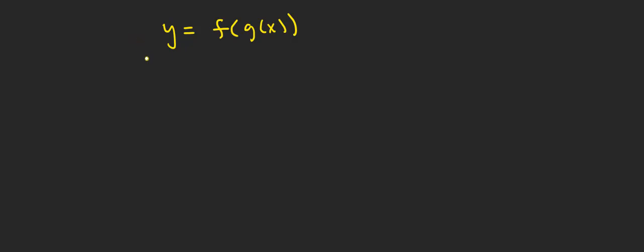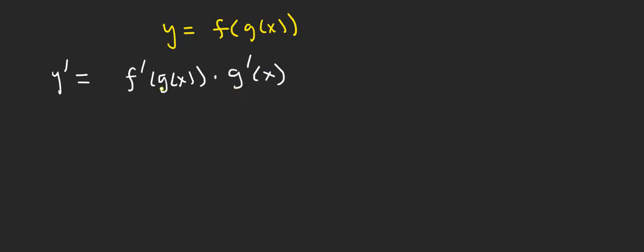In this video, we're going to apply chain rule. So let's say you have y equals f of g of x. If you want to take the derivative of this, it's going to be the derivative of the whole thing, which is f prime of g of x times g prime of x. And we sometimes call this the outside-inside rule.